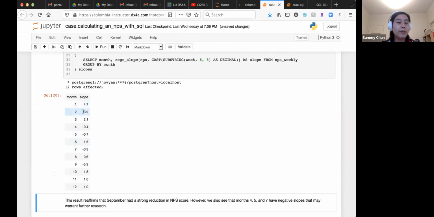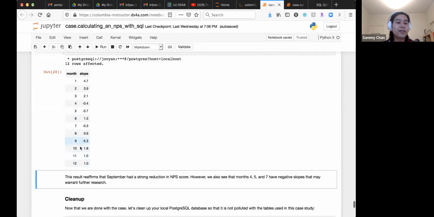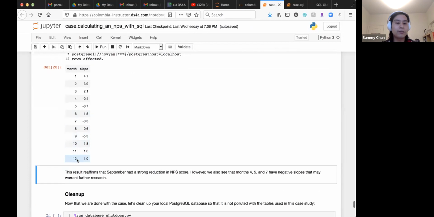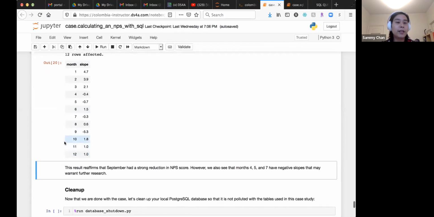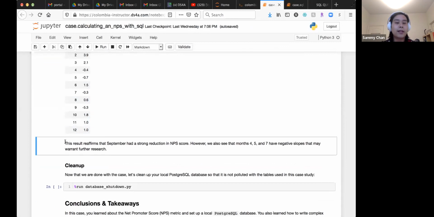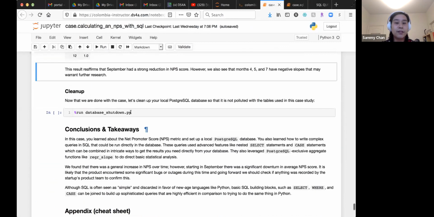So January, February, March, we know that the NPS were increasing. So we got a positive slope, and then April, May, June, July, they were sort of consistent. And then we had a big dip in September. That's a big negative number for the slope. And then we fixed the bug, and then the NPS ratings were slowly improving, back to where we were. Yeah, so that's the end of the case.